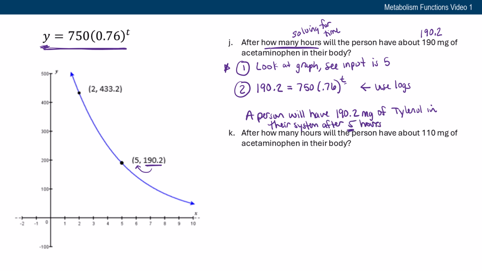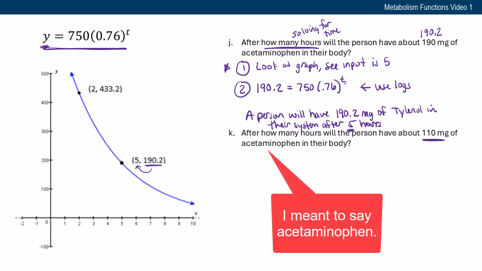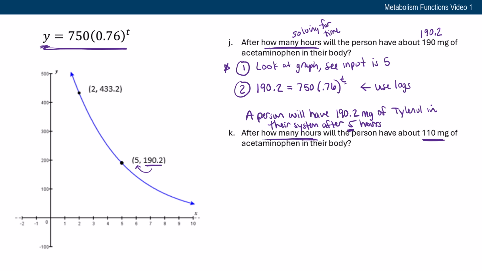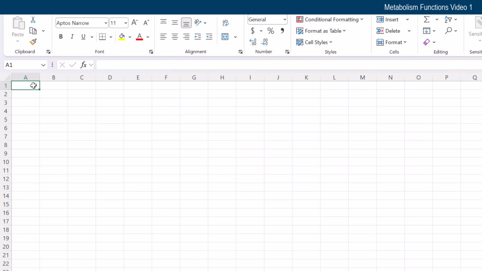Okay, when we look at the next problem here, we have 110 milligrams of ibuprofen in the system, and again, we want to know how many hours. So how long will that take? Our equation setup would be 110 equals 750 times 0.76 raised to the t power. If we look over at our graph, we do not have an output of 110. So that means we need to find a different way to solve this. We're going to let technology help us answer this question.